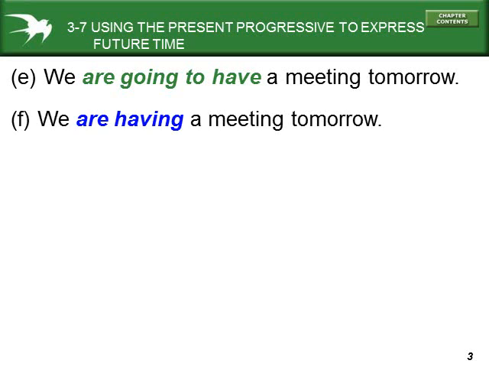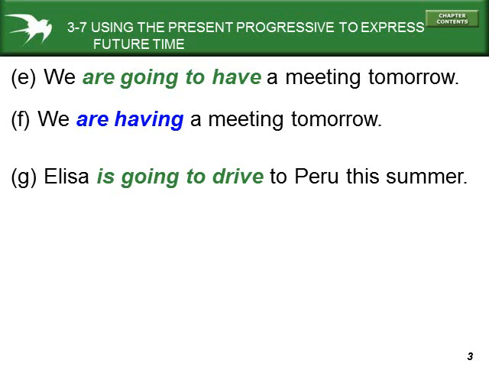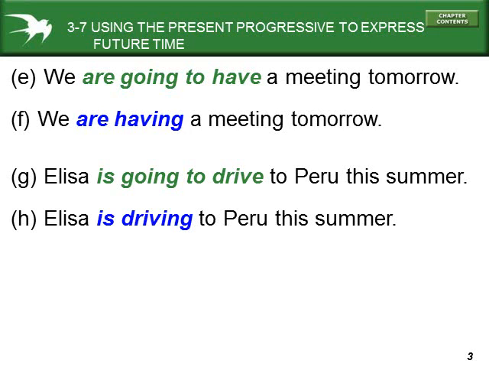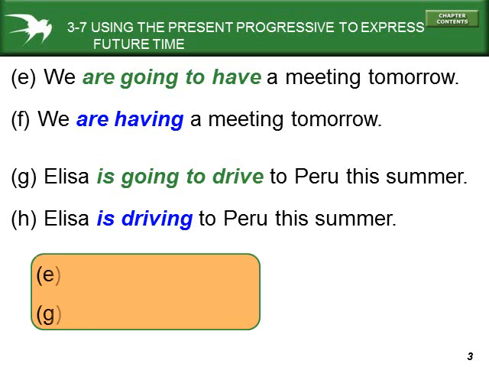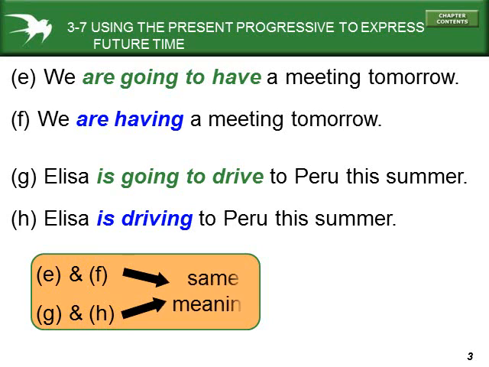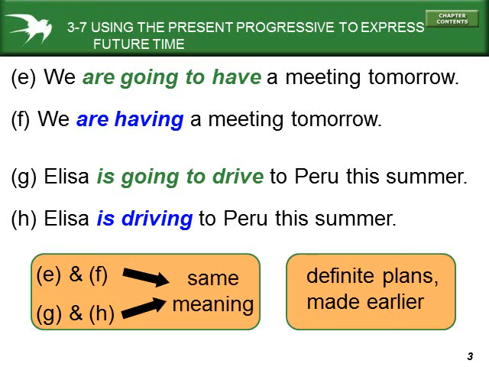So let's look at a couple more examples here. We're going to have a meeting tomorrow. We are having a meeting tomorrow. Alyssa is going to drive to Peru this summer, and Alyssa is driving to Peru this summer. Okay, again, we have the same meaning for both of these. And the meaning of all of these is that this is a definite plan that was made earlier. So we're going to have a meeting tomorrow is talking about a future plan, a planned meeting tomorrow.